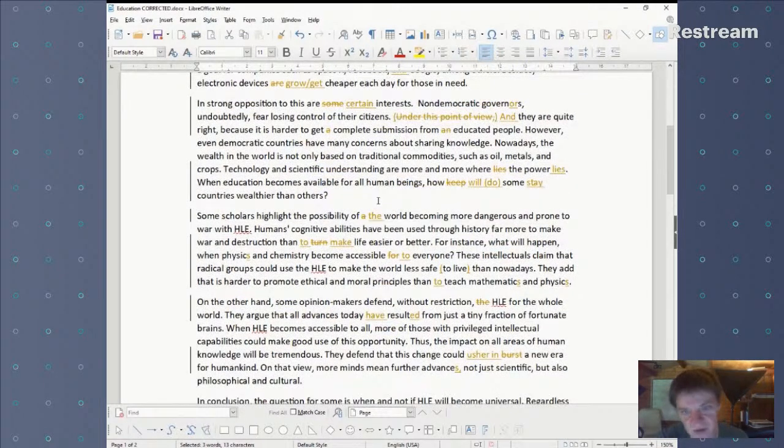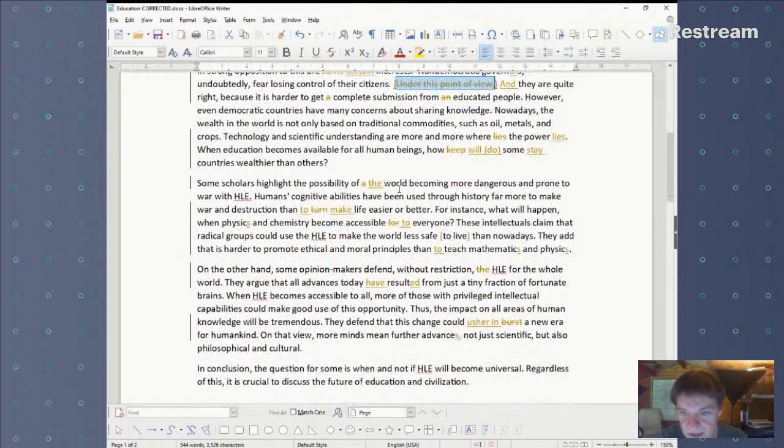In strong opposition to this are certain interests. Non-democratic governors undoubtedly fear losing control of their citizens. I didn't like "under this point of view". It's not what we say; "from this point of view", maybe, and they are quite right, because it is harder to get complete submission from educated people, sorry. However, even democratic countries have many concerns about sharing knowledge. Nowadays, the wealth in the world is not only based on traditional commodities such as oil, metals, and crops. Technology and scientific understanding are more and more where the power lies. Yeah, we do say it that way, man. We don't say "where lies the power".